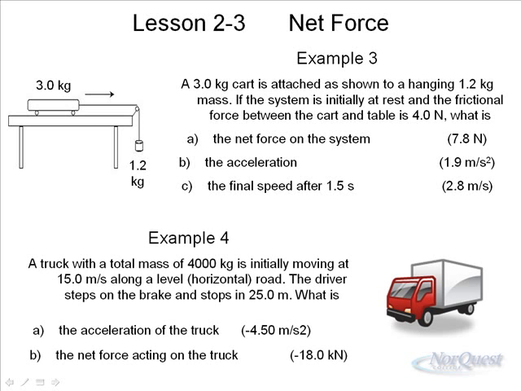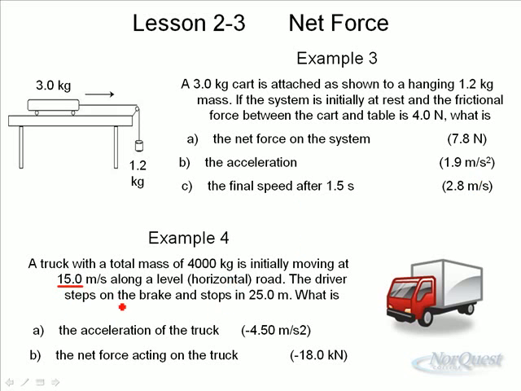So example number 4, again, a truck with a total mass of 4,000 kilograms is initially moving at 15 along a level road. He steps on the brakes and stops in 25 meters. Now, to find the acceleration, we would just use kinematics. The truck has a total mass of 4,000. The fact is that it's moving at 15 meters per second. That's the initial velocity.